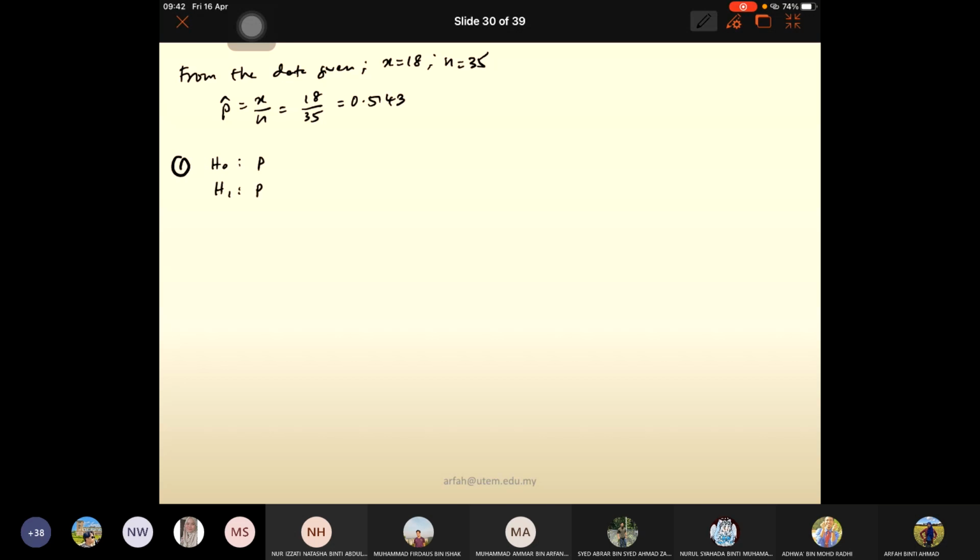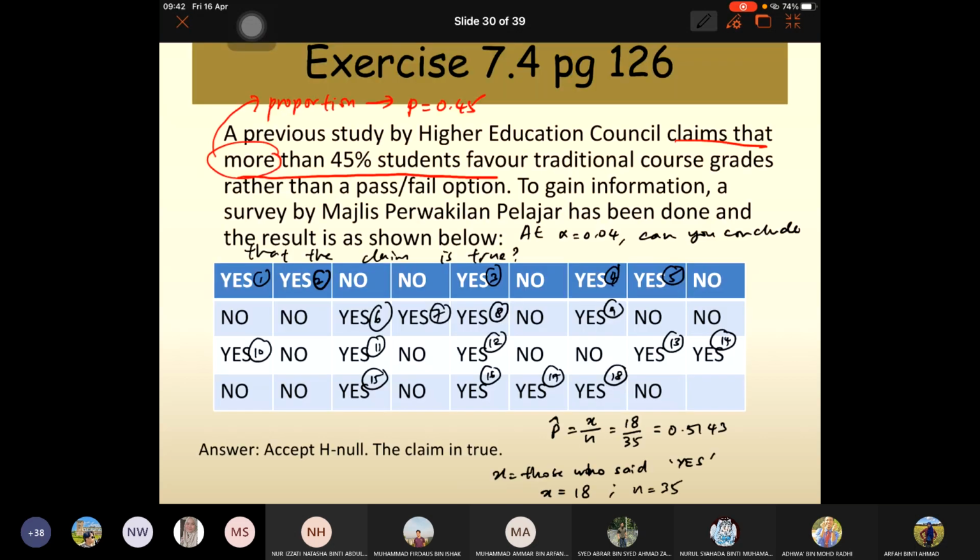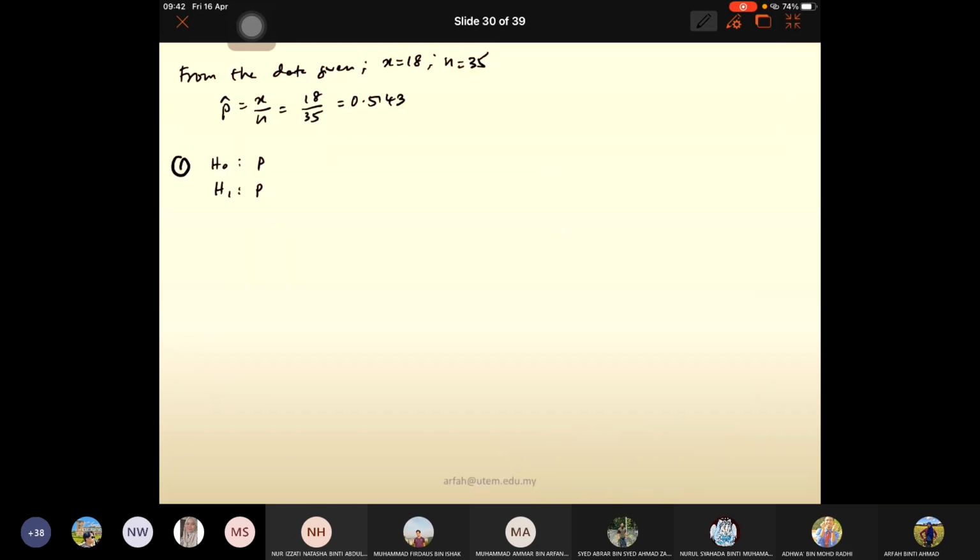So, ia adalah berkaitan dengan proportion. So, dia kata more than 45%. That means your H1 P greater than 0.45. So, dia punya complement less than or equal to 0.45. So, ia adalah one tail test. Okay. Selalu dia punya claim kita letak dekat H1. Okay. That is the hypothesis statement.